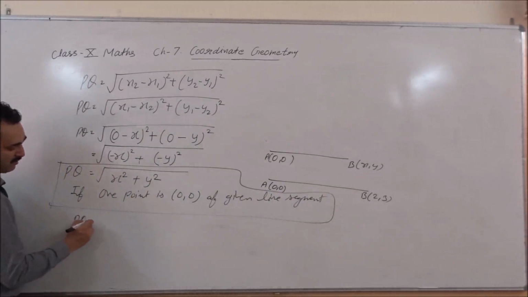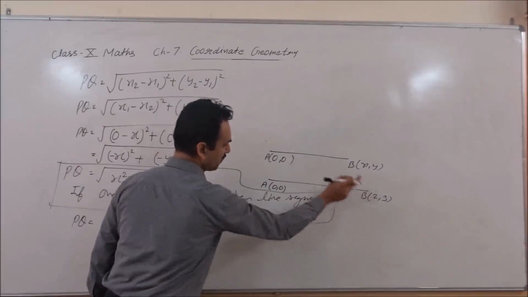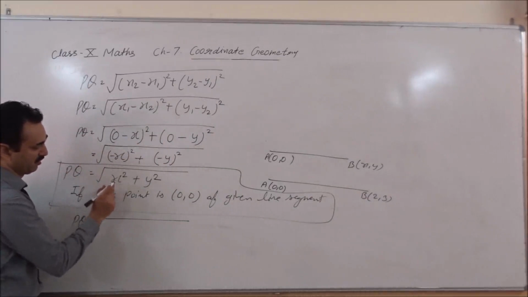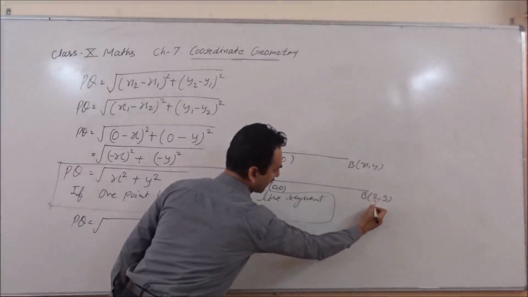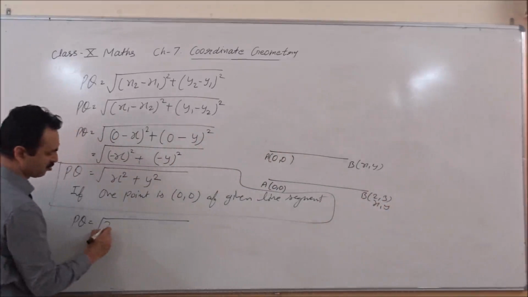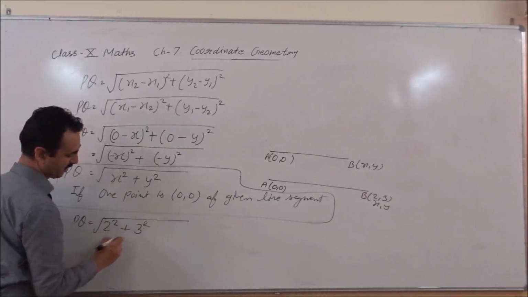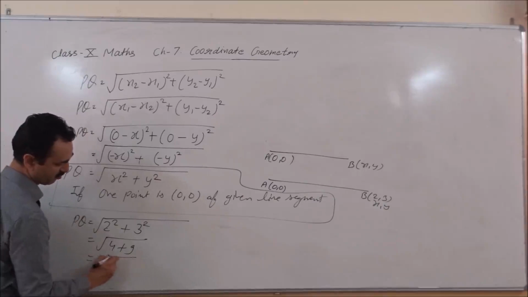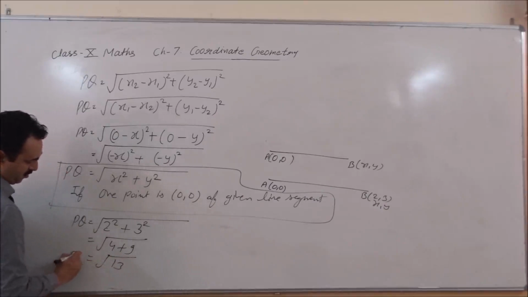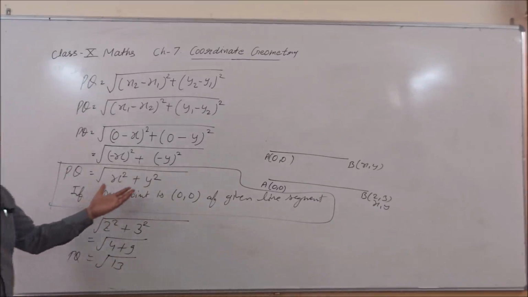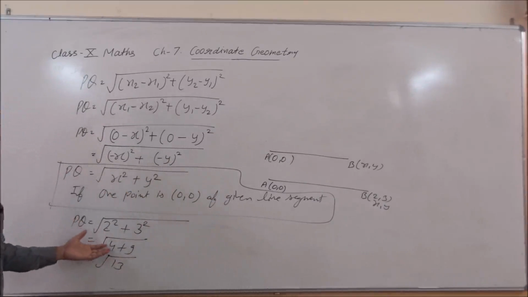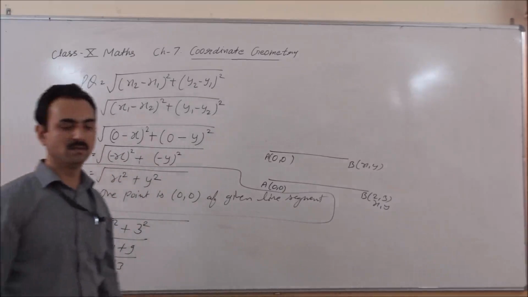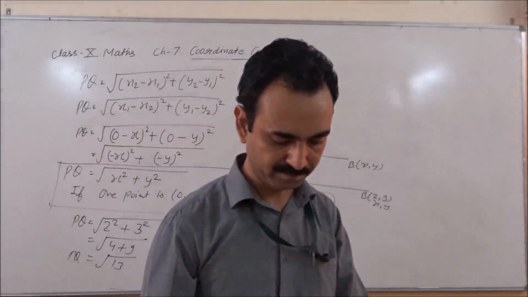Now you can see an example. If one point is 0, 0 and the second point is 2, 3, then you can directly write in this formula: x square means 2 square plus y square means 3 square. 2 square is 4, 3 square is 9, and 9 plus 4 is 13. So you can see if one point is the origin, then the distance is very easy to find: root x square plus y square. Simple. Right? Now we will understand the next topic.